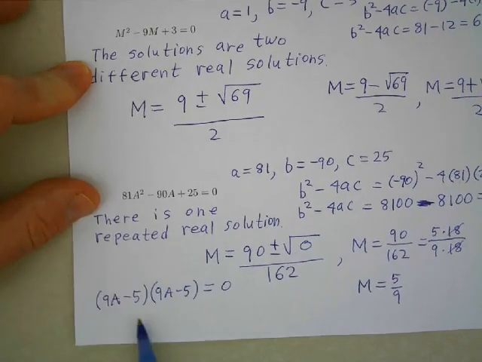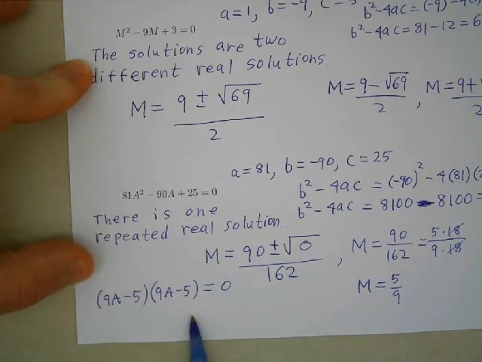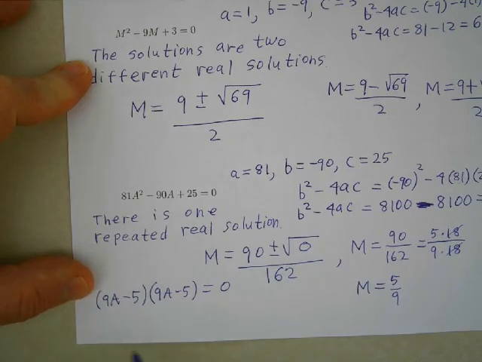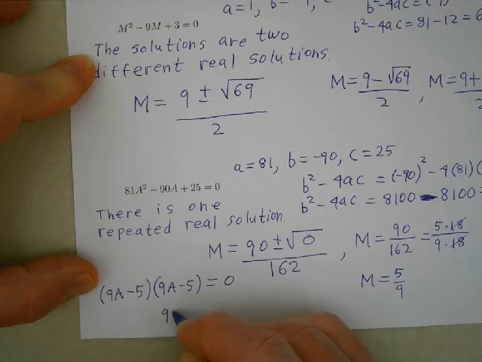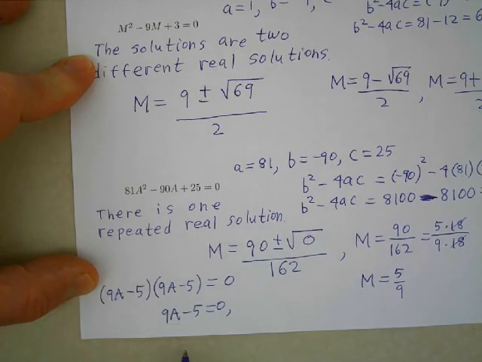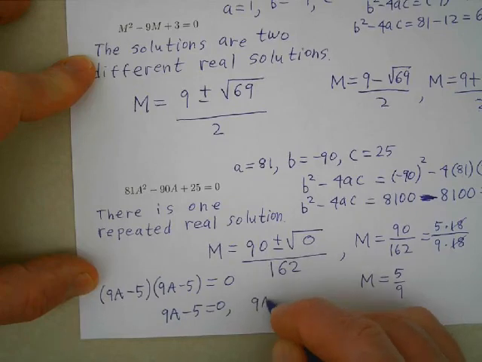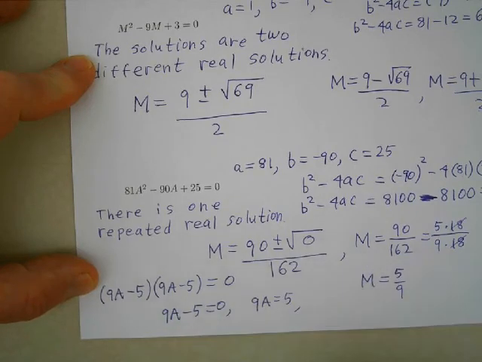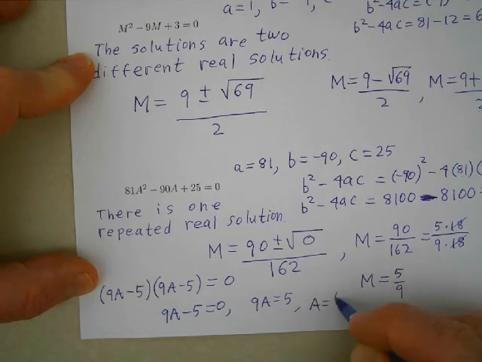And then if you solve this equation for a, since both of the factors are identical, you can just use one of the factors. 9a minus 5 is 0. Add 5 to both sides. 9a equals 5. And then a equals 5/9.